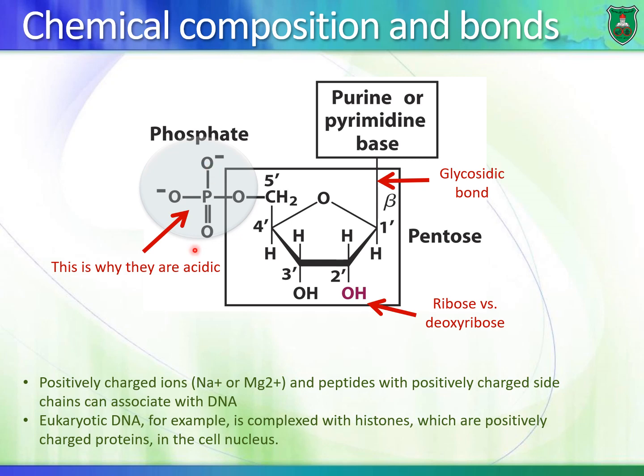Now, in eukaryotic cells, but not in prokaryotic cells, DNA is complexed with proteins known as histones, and these histones are positively charged proteins. So this is how they can interact with DNA.